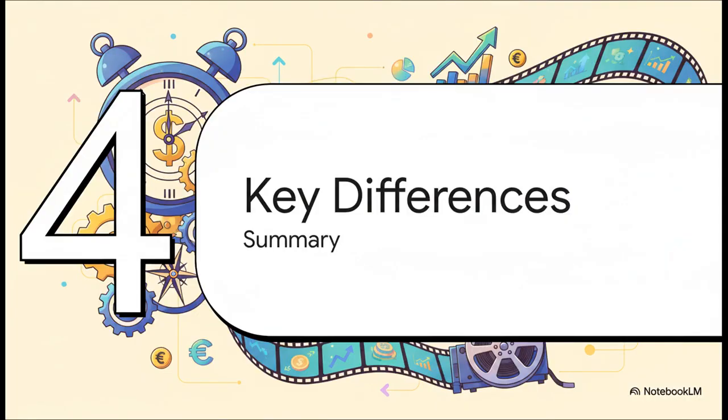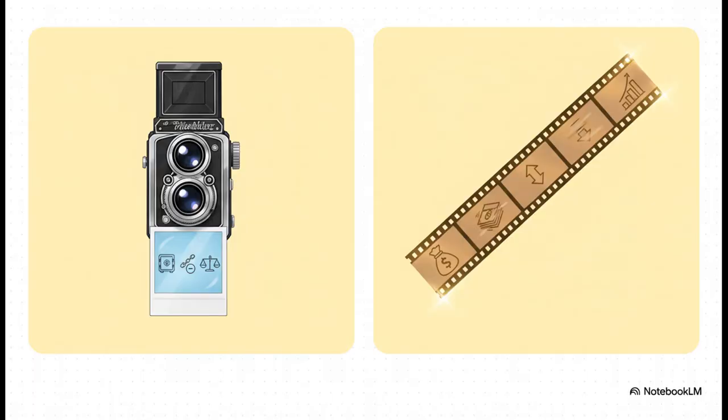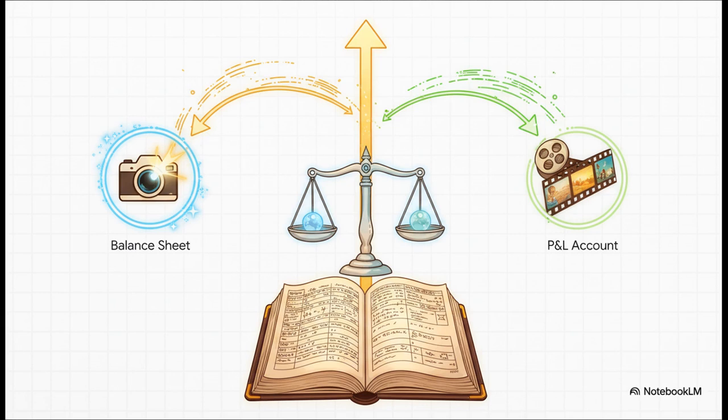All right, let's bring it all together and summarize the key differences one last time. The difference really comes down to position versus performance. The balance sheet shows the company's financial position, its assets, liabilities, and equity, but only at a single point in time. The P&L, on the other hand, shows its financial performance, its revenues and expenses, over a period of time. Two completely different jobs.